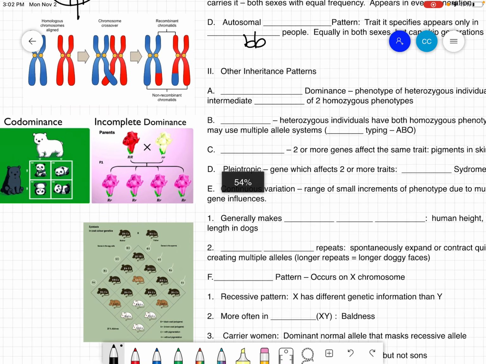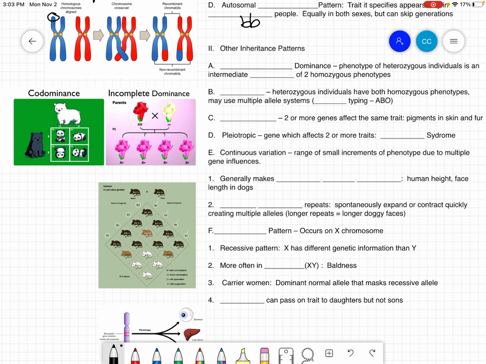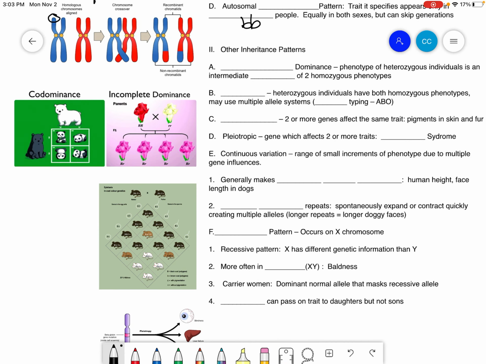Other patterns of inheritance, some of these were found by Mendel, but others were discovered by other scientists. The first one I want to discuss is incomplete dominance. During incomplete dominance, the phenotype of heterozygous individuals is an intermediate blend of two homozygous phenotypes. So it's blending. So think of paints. In my beautiful little picture here, we have red paint and we have white painted flowers. When those mix and you end up with heterozygous individuals, you end up with pink flowers. So it blends one from the other.